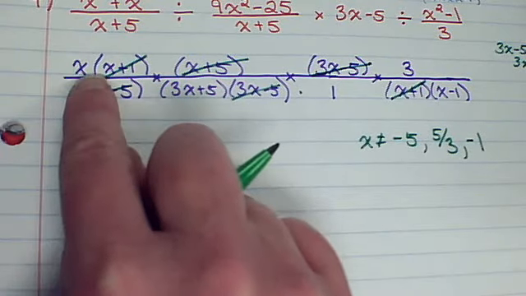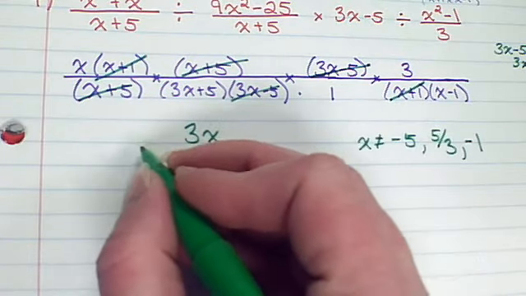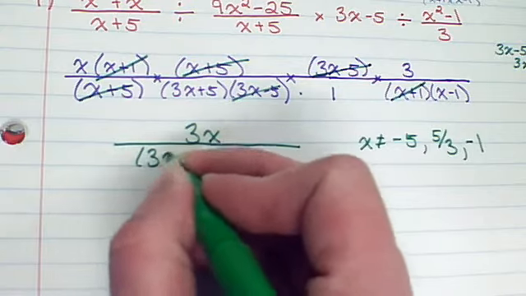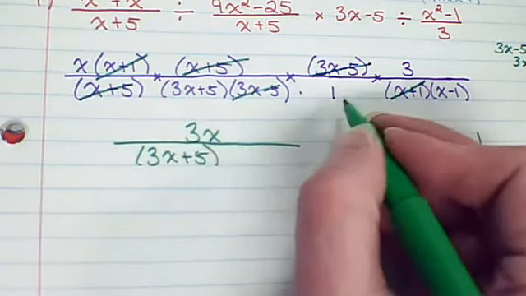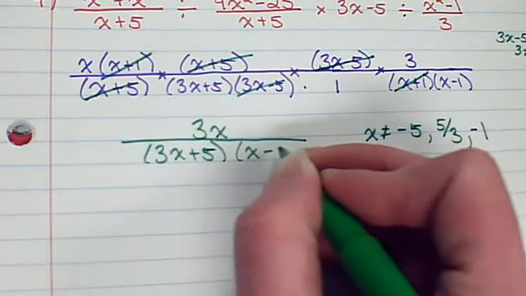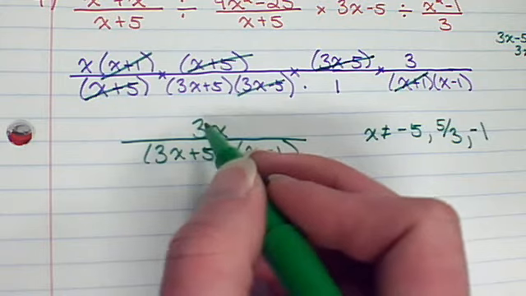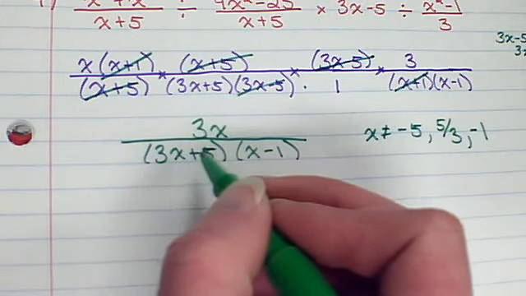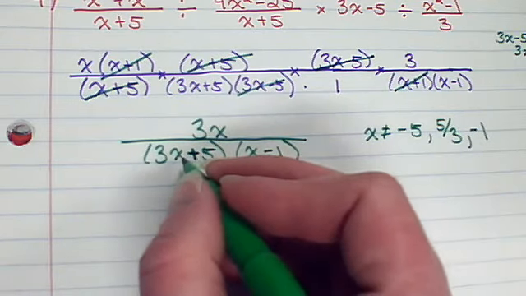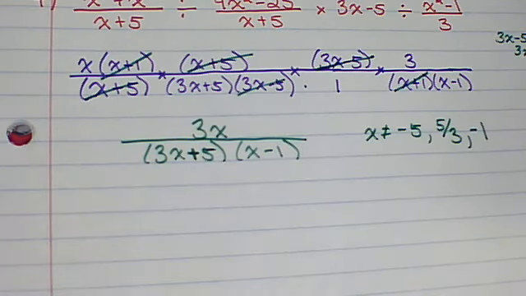I have an x times a 3. That's a 3x. In the denominator, I have 3x plus 5 times 1. I really don't need to do times 1. And then I have an x minus 1. Now be careful here. Some people will try to divide out the 3x and the 3x here. Remember, this one has addition. If it's being added, you can't divide it out. So you would be done.